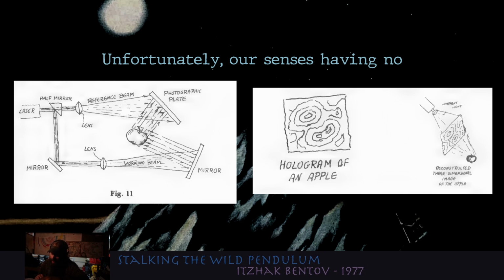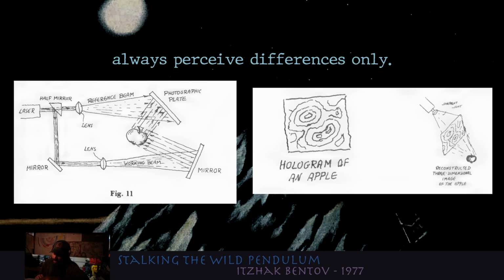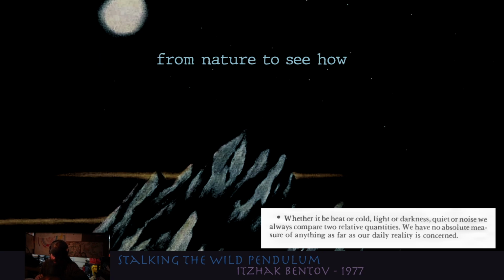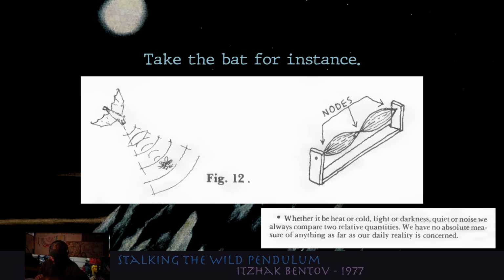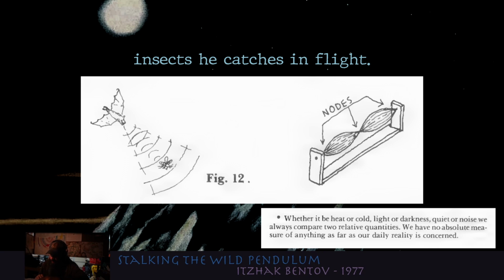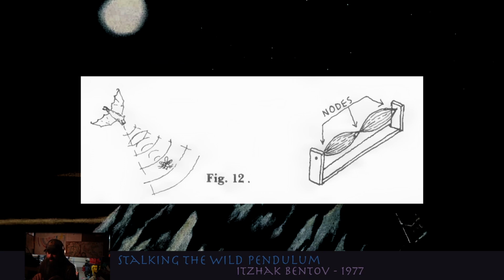Unfortunately, our senses, having no absolute reference line, must generate their own relative reference line. But whenever we perceive something, we always perceive differences only. It would be useful to take one example from nature to see how such differences are put to use in a very obvious way. Take the bat, for instance. We all know that this little mouse-like fellow lives on insects he catches in flight. Since he is active at night, he has developed a sonar-like device that serves him very well and enables him to make a reasonably easy living.